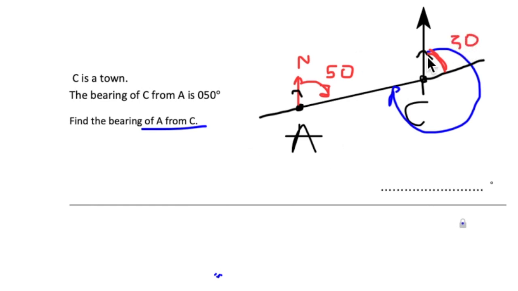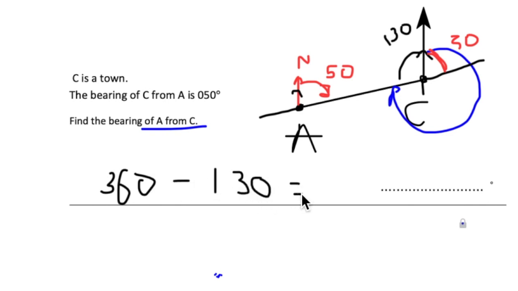We can do 180 minus 50 to give us 130 for this angle, which means to work out our blue angle, all we need to do is do 360 minus 130, and that will give us an answer of 230 degrees. So that's our answer.